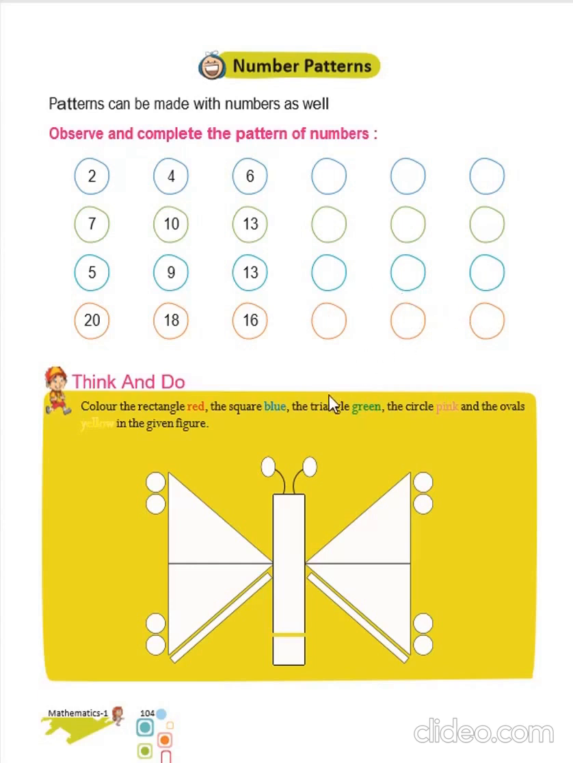Now come to this. Think and do. What we have to do in this? We have to color the rectangle red, the square blue, the triangle green, the circle pink, and the ovals yellow. So we have to form this butterfly.